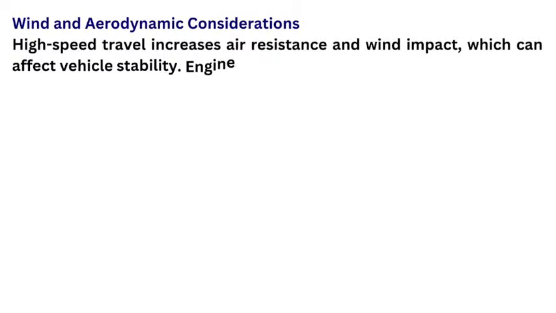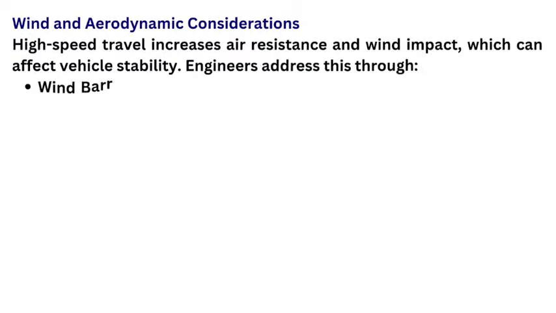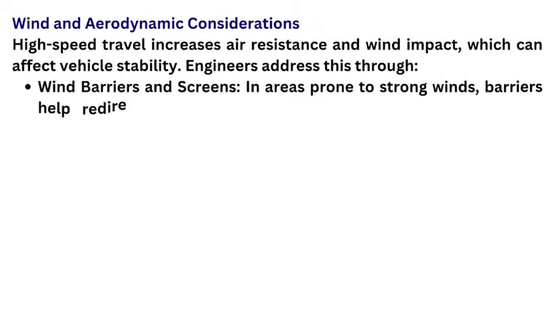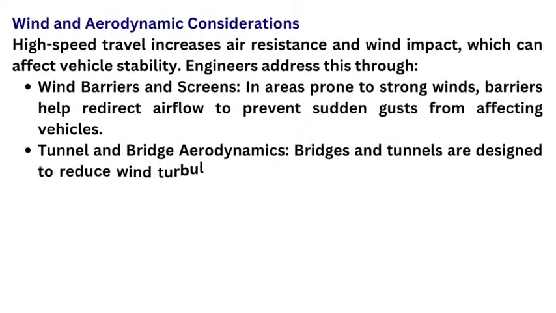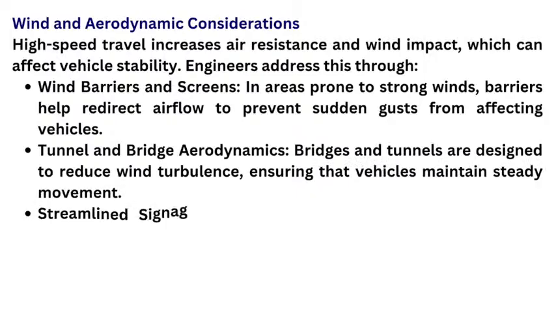And aerodynamic considerations. High-speed travel increases air resistance and wind impact, which can affect vehicle stability. Engineers address this through wind barriers and screens. In areas prone to strong winds, barriers help redirect airflow to prevent sudden gusts from affecting vehicles. Tunnel and bridge aerodynamics. Bridges and tunnels are designed to reduce wind turbulence, ensuring that vehicles maintain steady movement.